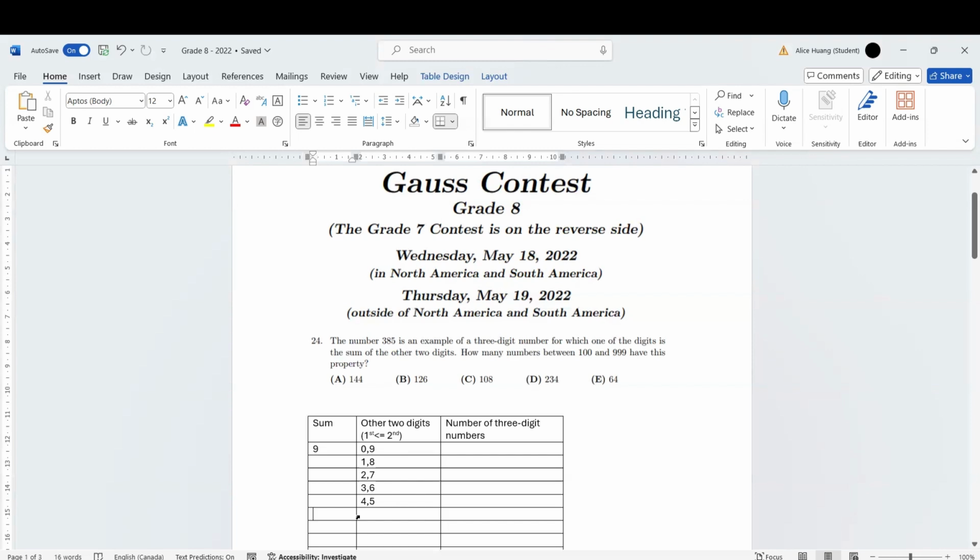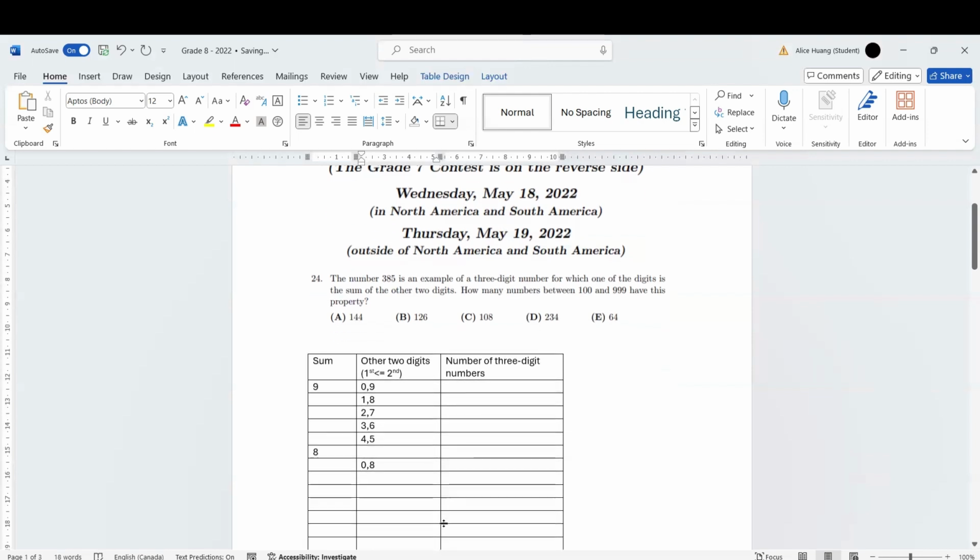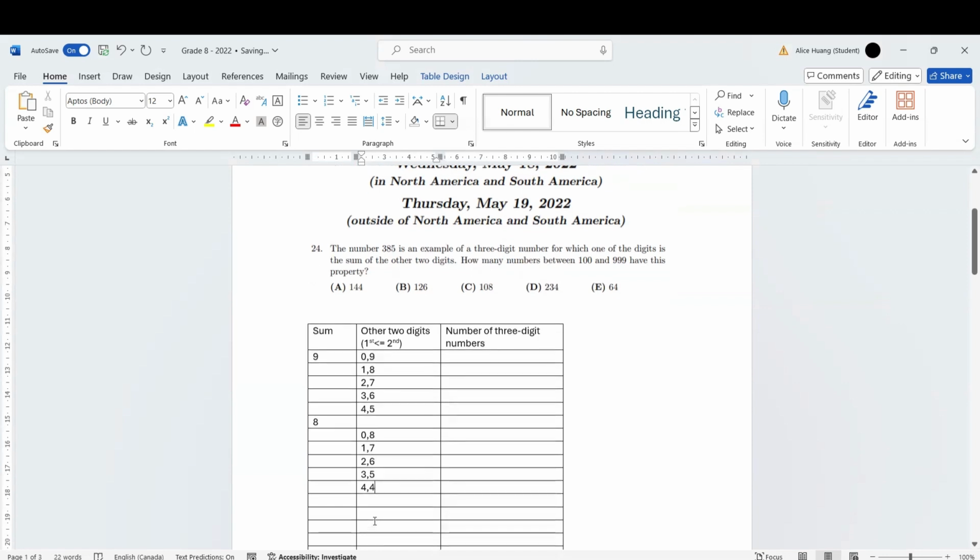Now let's consider the next sum, which is 8. We could have 0 as one digit and then 8 as another digit. Similarly, we can have 1 and 7, then 2 and 6, then 3 and 5, and then 4 and 4. Yes, it's possible to have two digits of the same number.